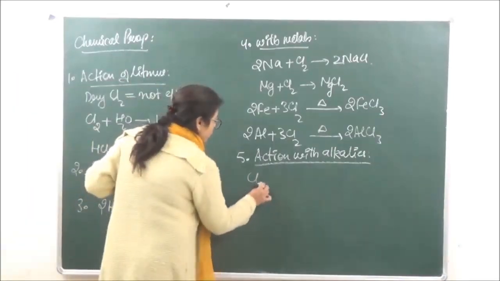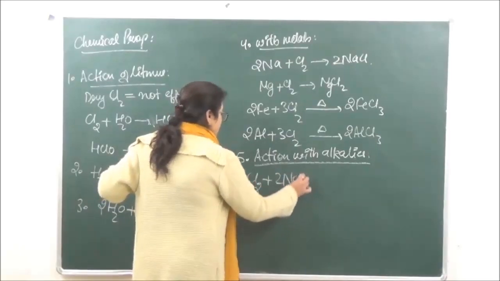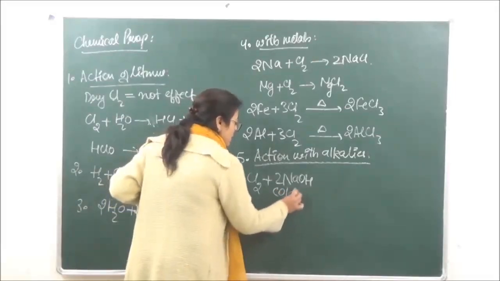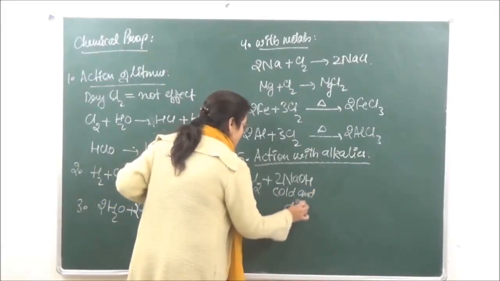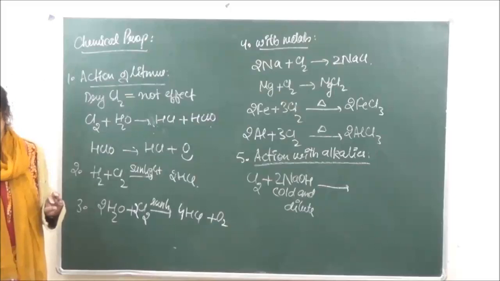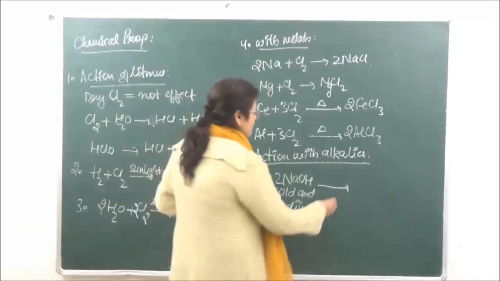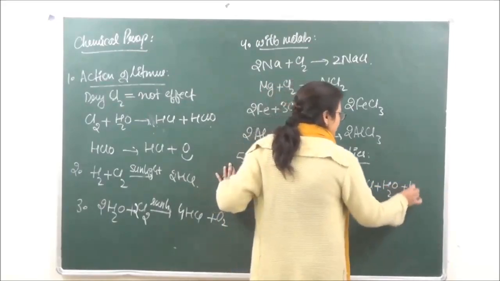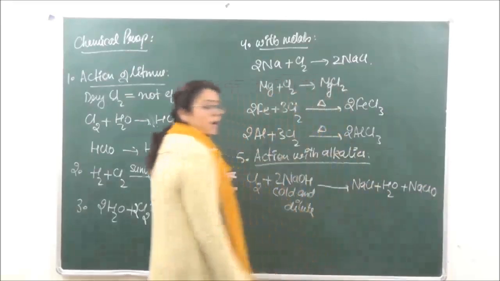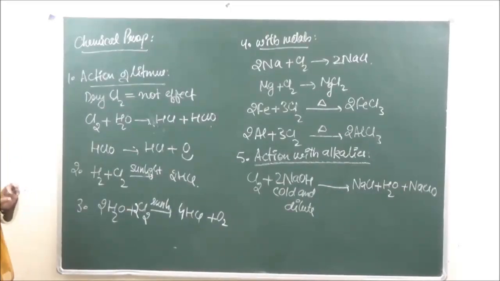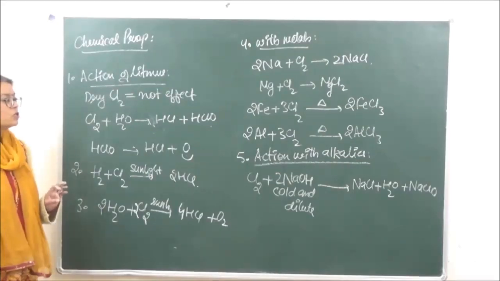जैसे हम लोग ले रहे हैं chlorine plus 2NaOH. So this is cold and dilute. We are taking first cold and dilute. This is going to give us NaCl plus water, और इसके साथ it is going to give us NaClO, sodium hypochlorite. This is going to give us sodium hypochlorite.